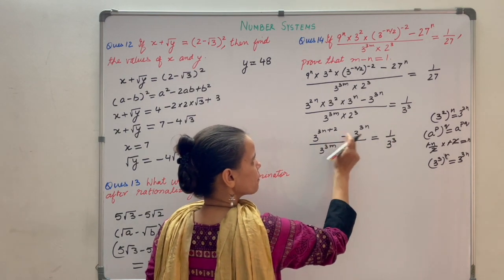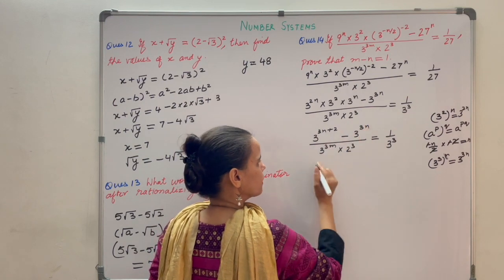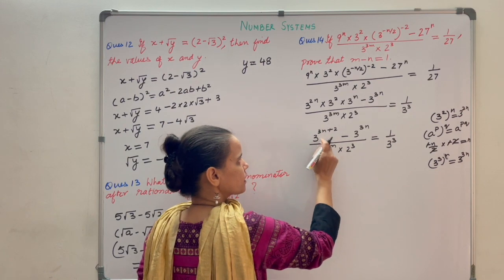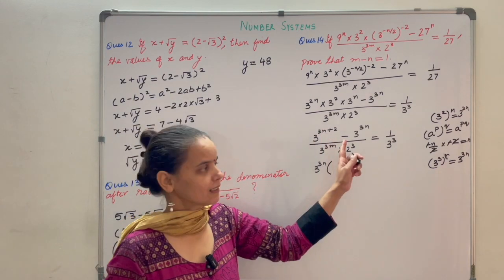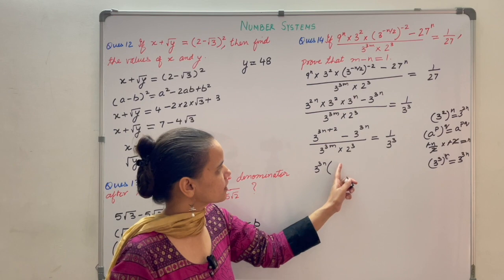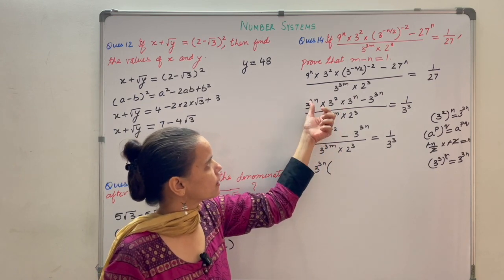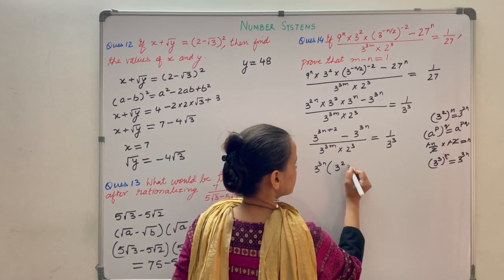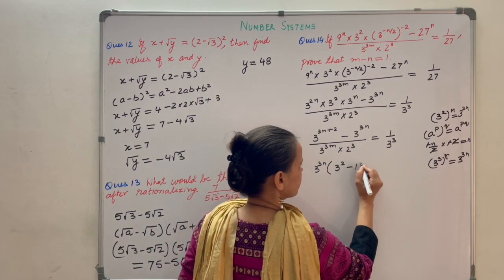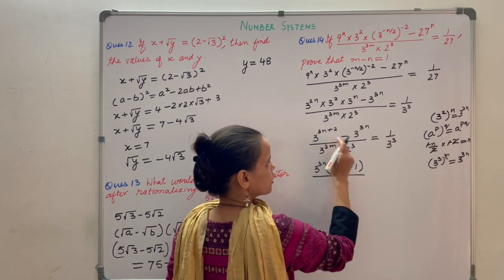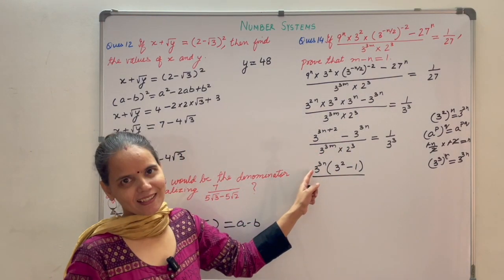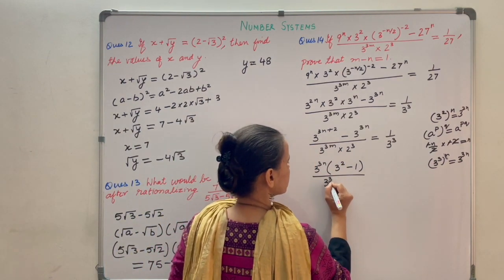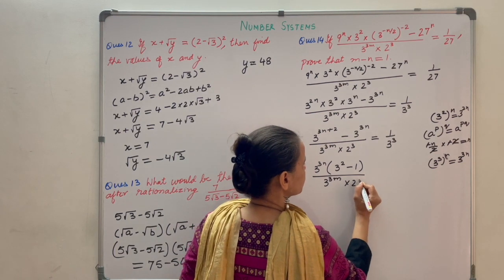So from these two numbers you can take 3 raised to power 3n common. So let us take it common. So here you have 3 raised to power 3n. When you take 3 raised to power 3n common from here, what will be left out? 3 square. So here you have 3 square and here you have 1. So we have applied distributive property here to rewrite it like this. In the denominator you have 3 raised to power 3m into 2 cube.